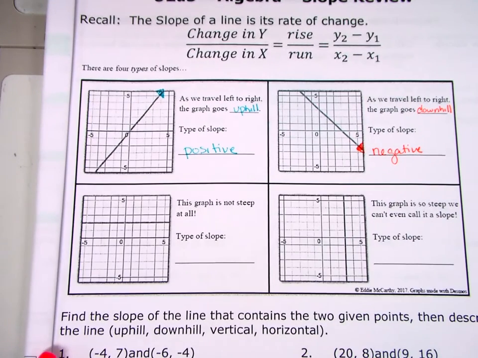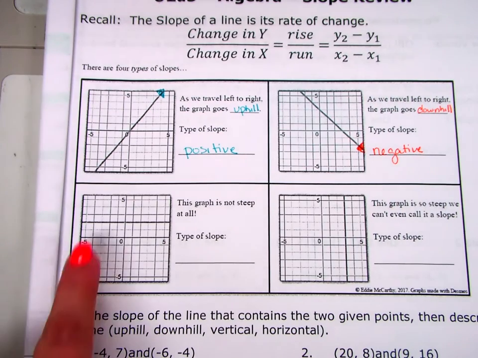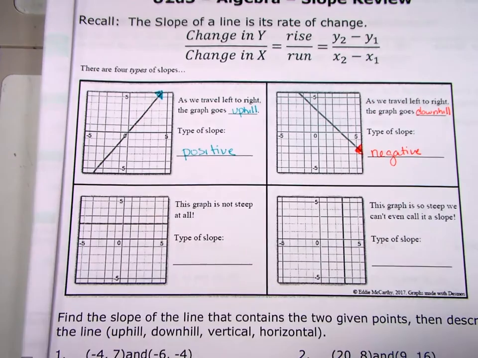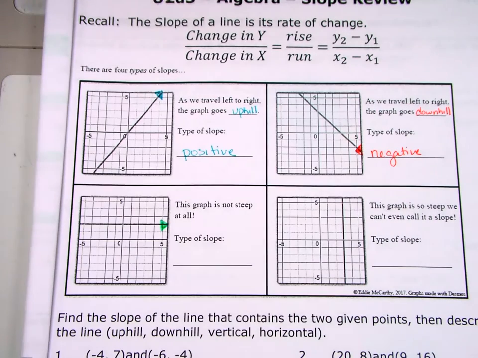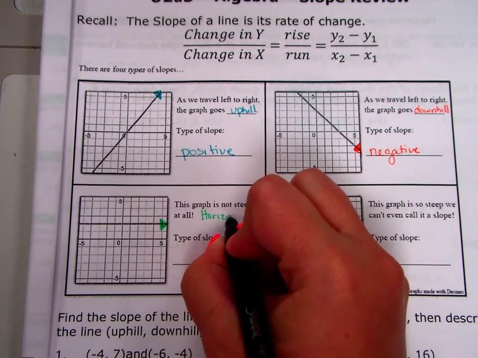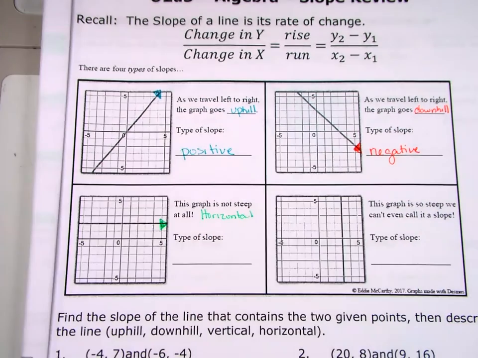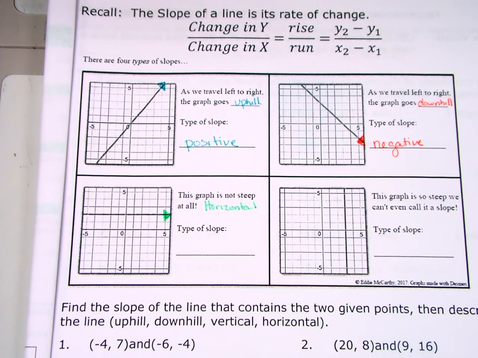All right, on the next one, this one is not steep at all. It's flat. This line right here from left to right, it's not uphill or downhill. What do we call this one? Horizontal. To describe it, we describe it as horizontal. What type of slope does it have? It does have a slope. It has a slope of 0.